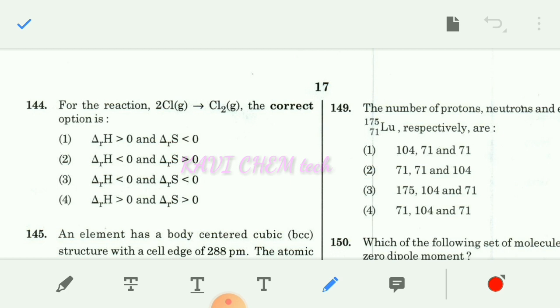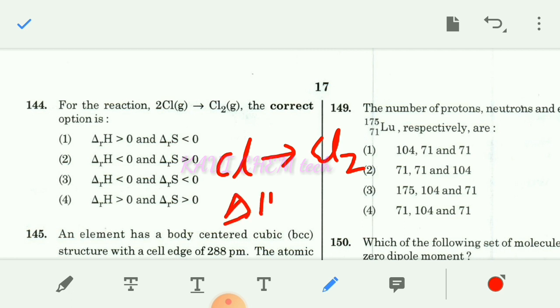So in this reaction, if you look at that, the Cl atom changed to the Cl molecule. It is an exothermic reaction actually. Okay, so for an exothermic reaction, del H value will be less than 0.